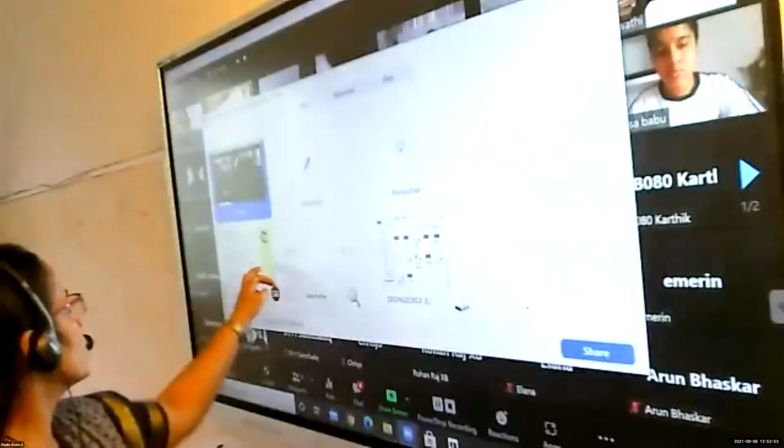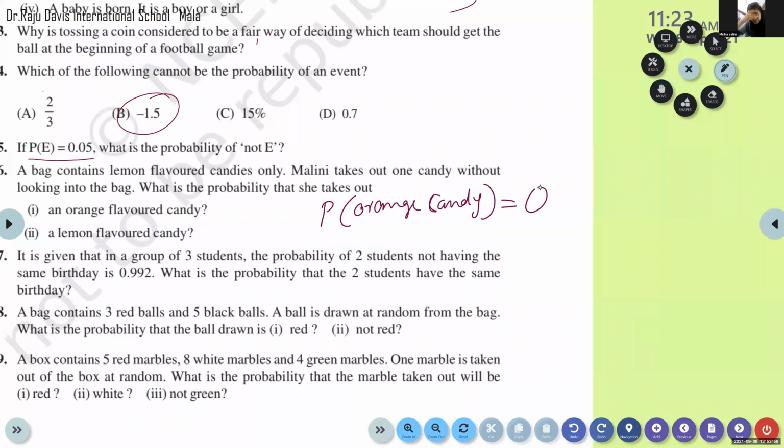It is an example for an impossible event. Zero. Reason: it is an impossible event. From that bag, she won't get an orange candy because it is full of yellow candies. Zero. Now, a lemon flavored candy.